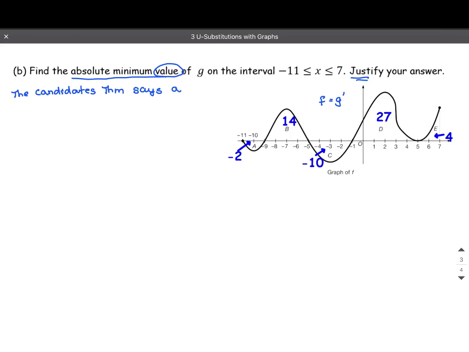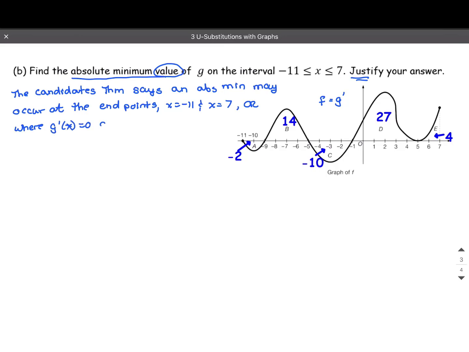says an absolute min may occur at the endpoints, which would be -11 or 7, or where g prime of x, the derivative, is 0, and if I'm looking for a minimum, g prime of x has to change from negative to positive.